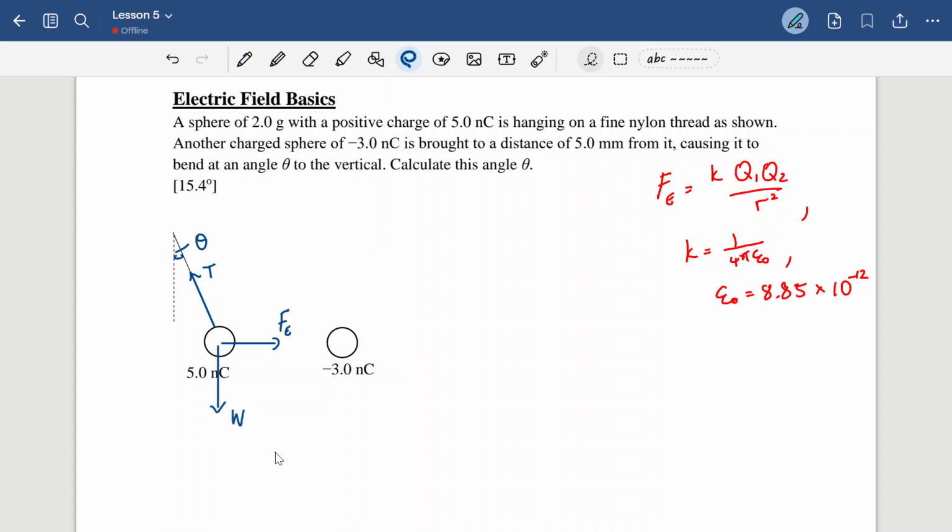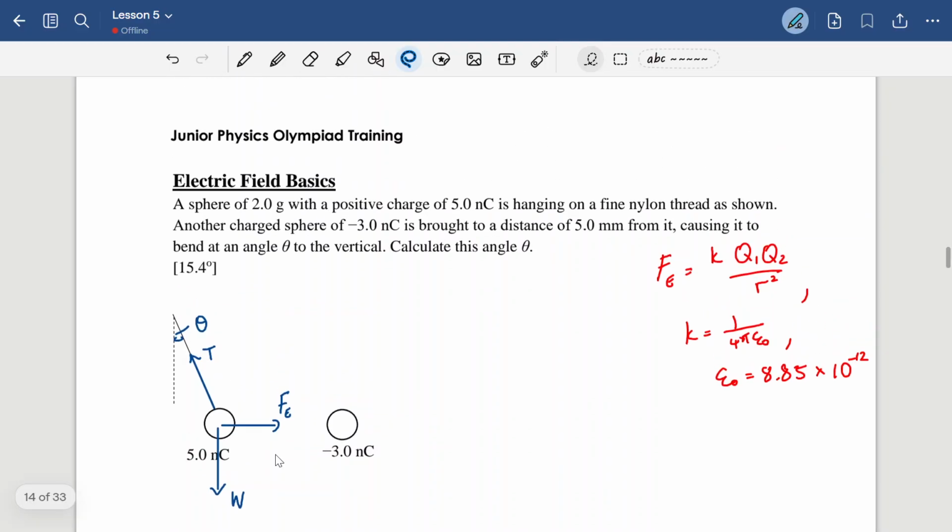Nano is 10 to the power of, can you remember? Minus 9. So for prefixes, you all learned milli, micro, nano. There's still pico and femto. Pico is 10 to the power of minus 12, and femto is 10 to the power of minus 15.